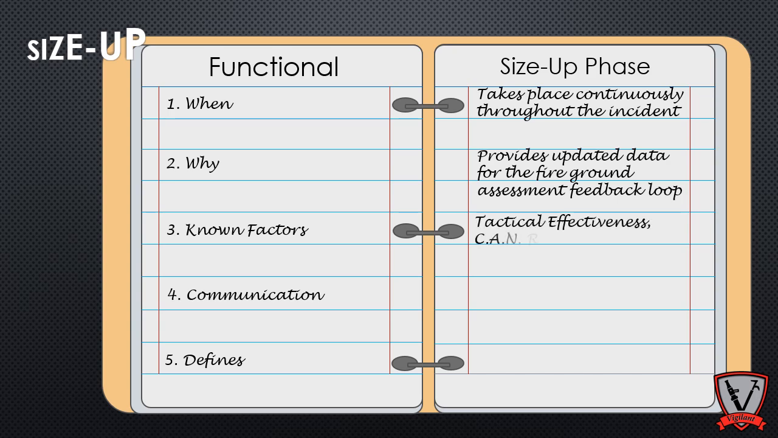Our known factors here are our tactical effectiveness and our CAN report information. We've assigned tactics, we've assigned tasks. Are those tactics and tasks becoming effective? Are they working? We're going to understand how efficient the tasks are from feedback of CAN reports, or the conditions, actions, and needs report information coming back from the companies who are operating on the fire ground. This lesson's not going to dive deep into CAN reports. Again, we'll touch on those in a later lesson called Fireground Communications.